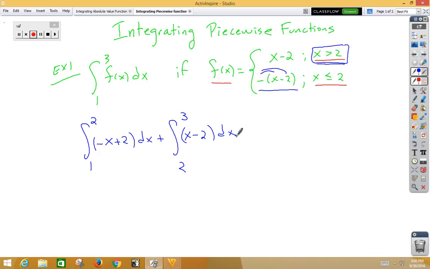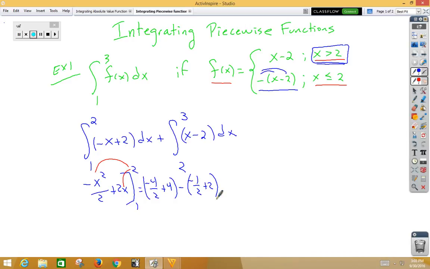So our first one, we get negative x squared over 2 plus 2x from 1 to 2. If we plug in the 2 both places, we would get a negative 4 over 2 plus a 4 minus a negative 1 over 2 plus a 2. So this gives us 2 on this side minus, and then we have a 3/2 on that side. So that would give us a 1/2 for our first integral.